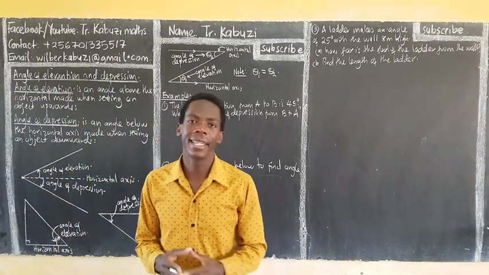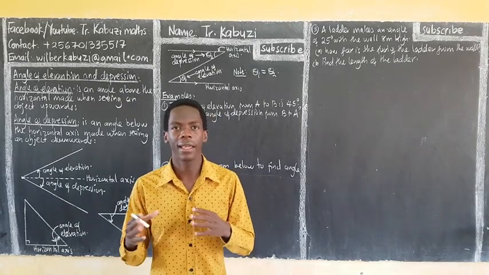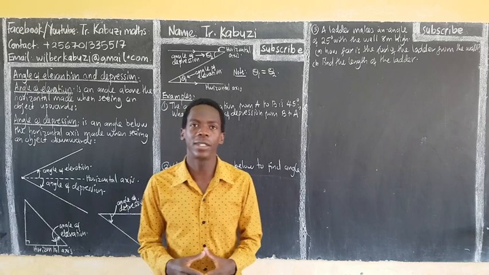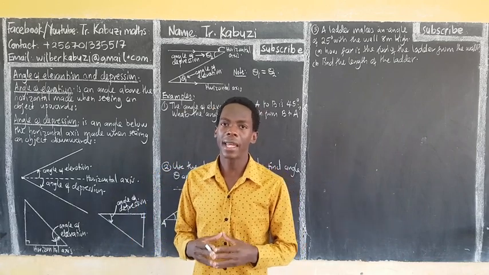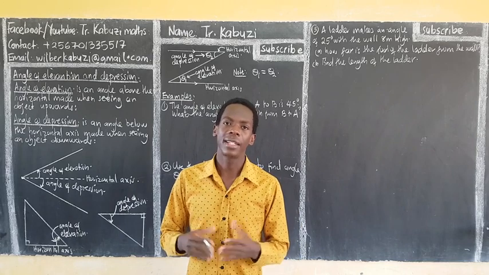Okay, now that we're in trigonometry, we are going to see the part that deals with the angle of depression and the angle of elevation. These are helping us in calculating the lengths of buildings and so on.